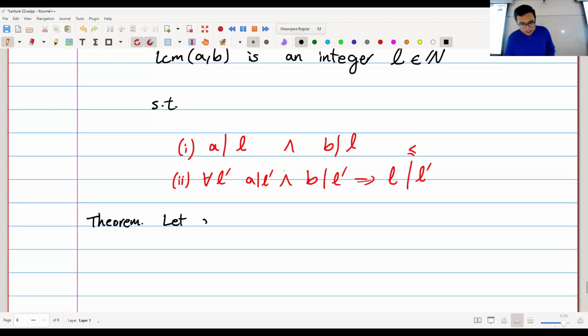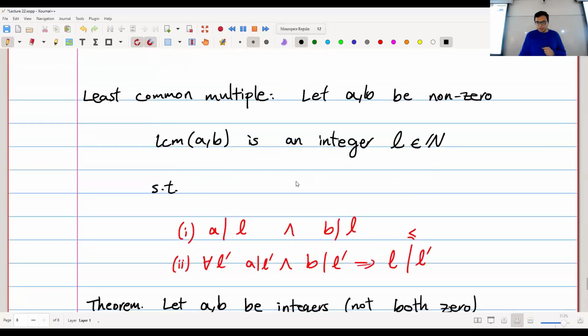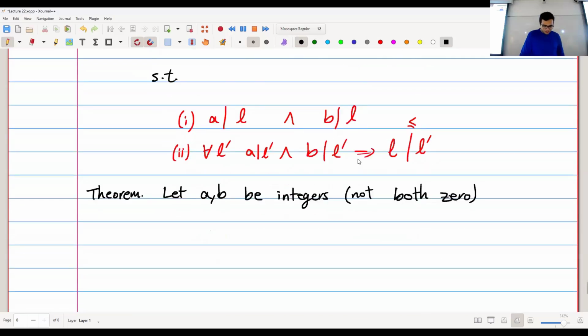So let A and B be integers, not both 0. And for the previous one, I could also say not both 0. Can I look at the least common multiple of, for example, 0 and 5? What is the least common multiple of 0 and 5? Doesn't really make much sense. So let's say A and B are non-zero integers. Again, you can go back and extend the definitions for the case of 0.